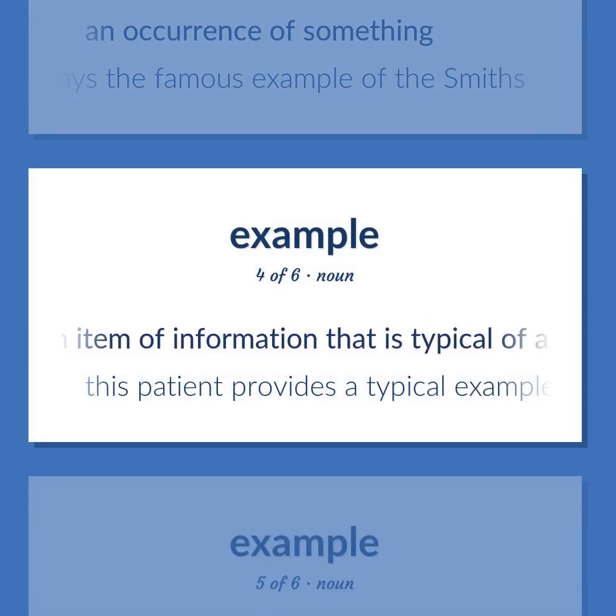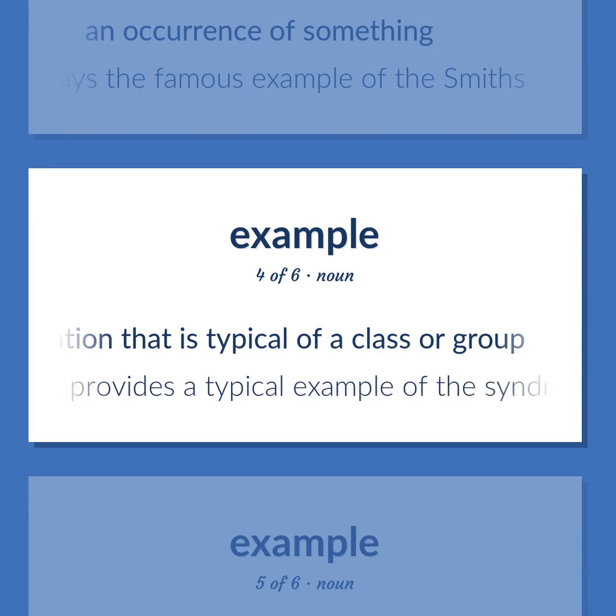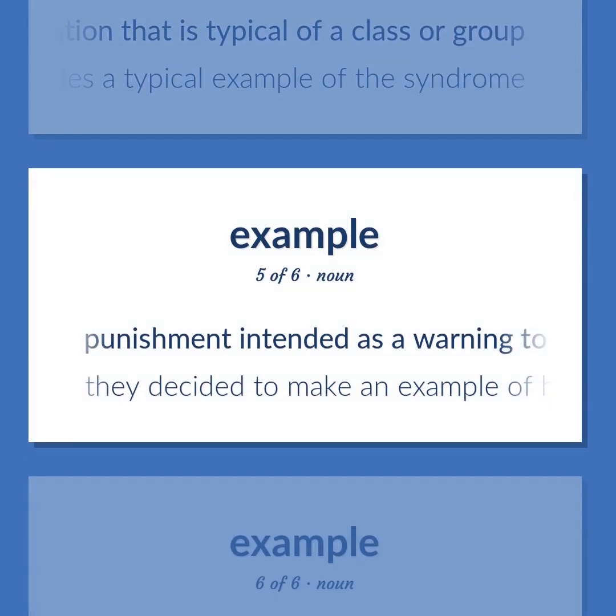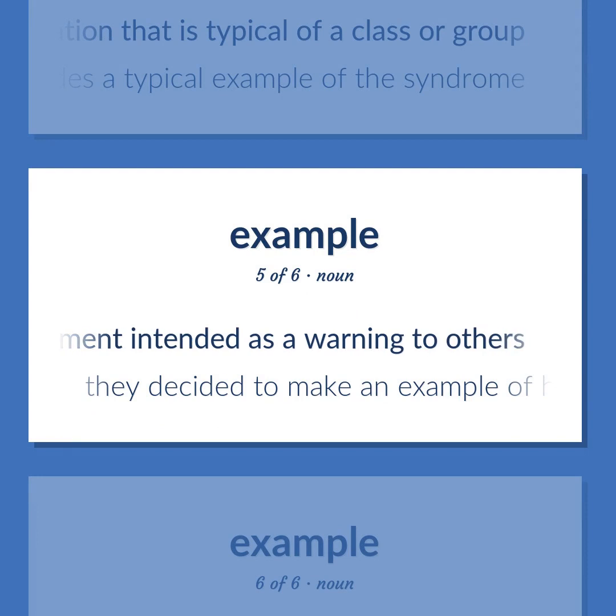An item of information that is typical of a class or group. This patient provides a typical example of the syndrome. Punishment intended as a warning to others. They decided to make an example of him.